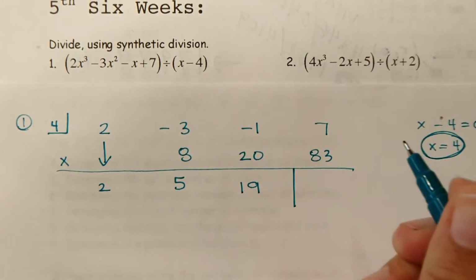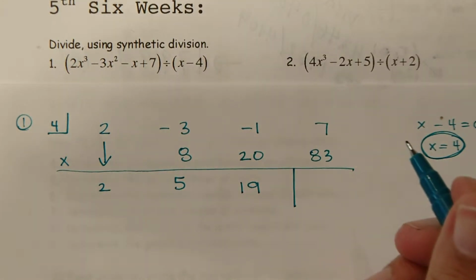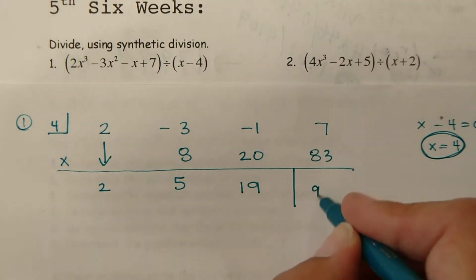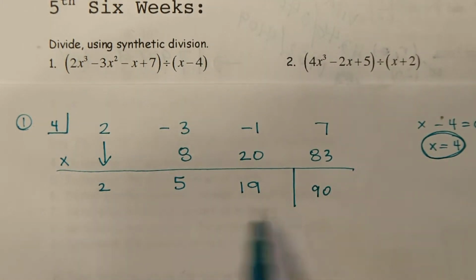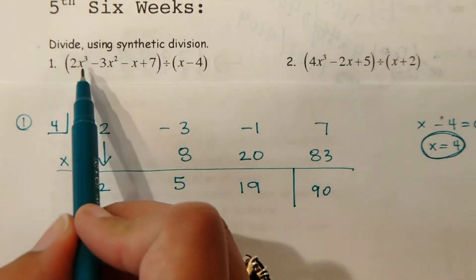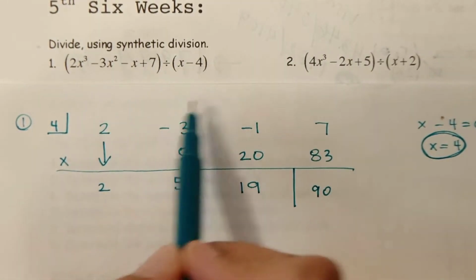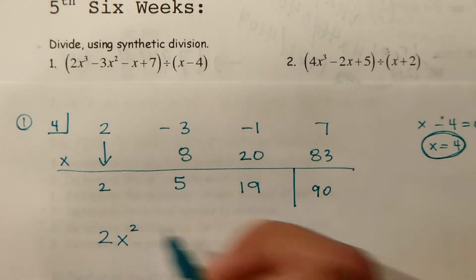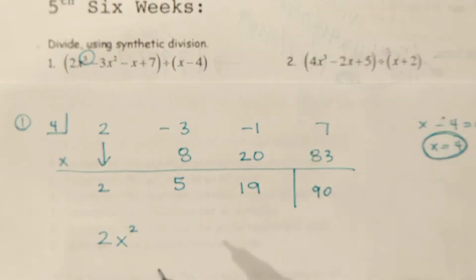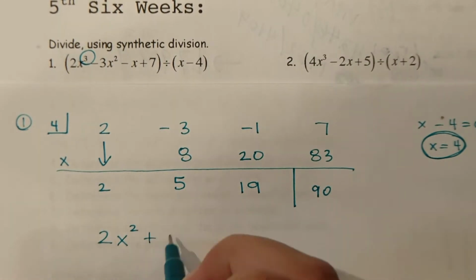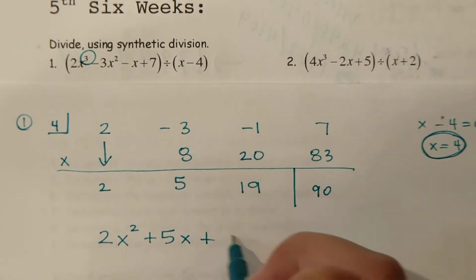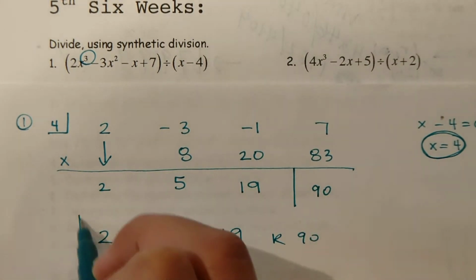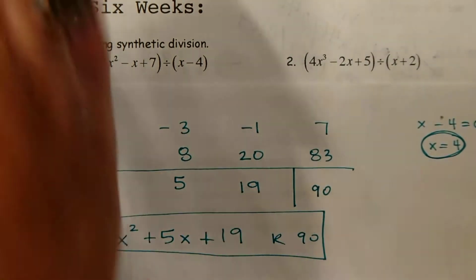And then we see here our remainder is going to be, let's see, altogether 90. So when we go back and write our answer, it's going to start with 1 power less because we divided one of these x's out. So it's going to be 2x squared, 1 less than the cubed there, plus 5x plus 19, and then we have a remainder of 90 left over. So that's number 1 right there.